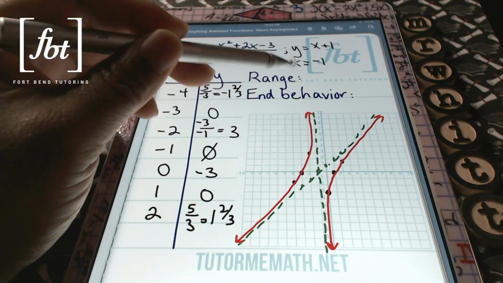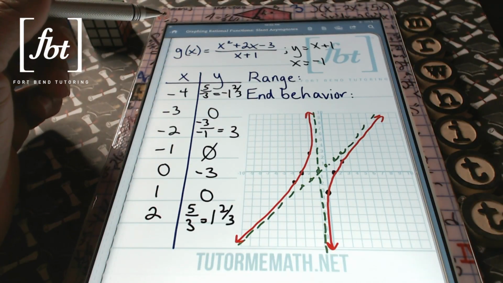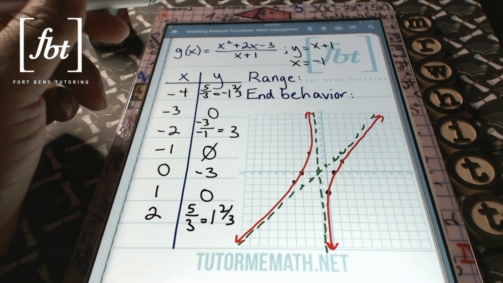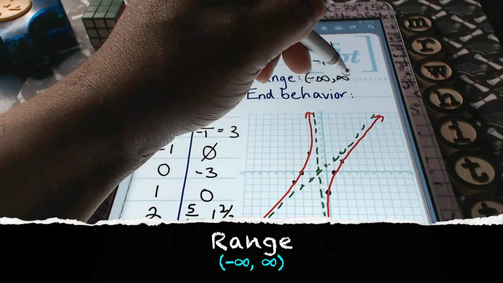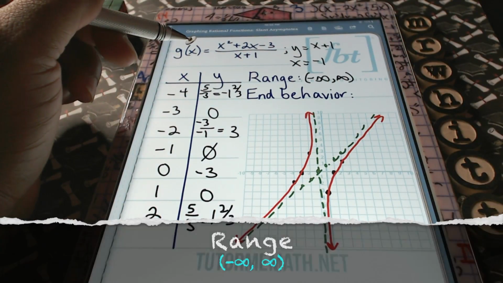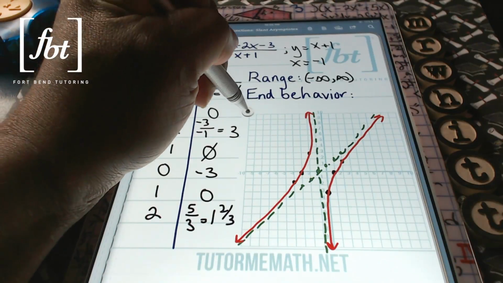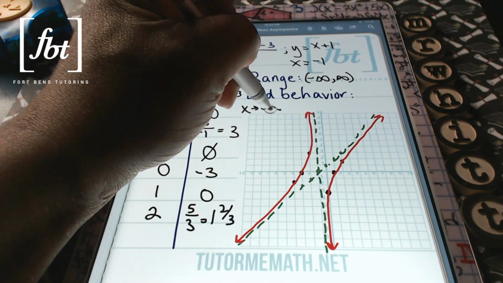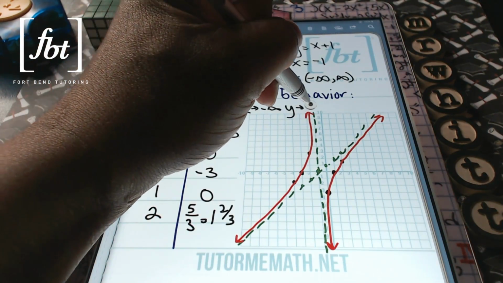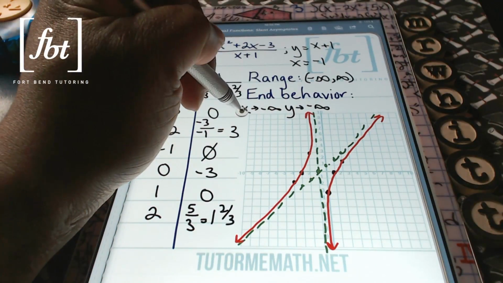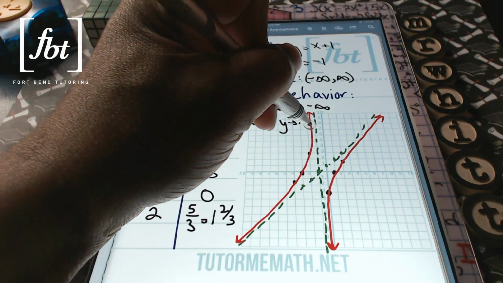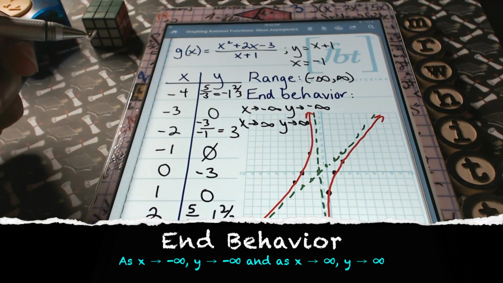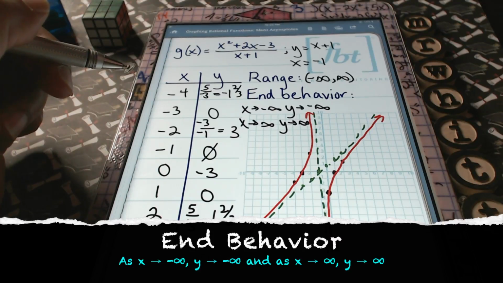We have no gaps as far as our y-axis is concerned. Nothing is stopping us here from going from -infinity to +infinity. Therefore, your range is -infinity to +infinity. As far as our end behavior is concerned, as x approaches -infinity, y approaches -infinity. And as x approaches +infinity, y approaches +infinity. There you go. This completes problem number 3.